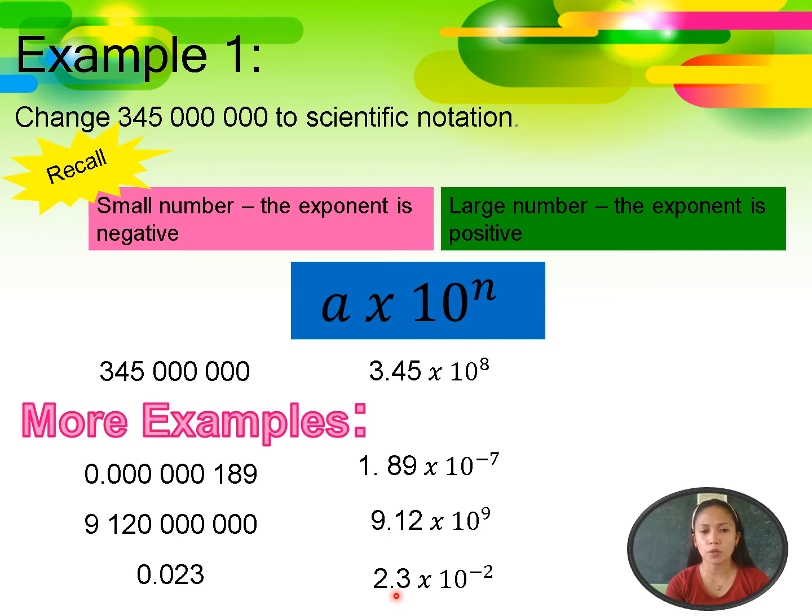2.3, and 2.3 satisfies the condition where your first factor should be greater than or equal to 1, but less than 10. So that's 2.3 times 10. How about negative 2? So we have here 1 and 2, so that is negative. So it's negative because this is a small number. Let's have more examples.